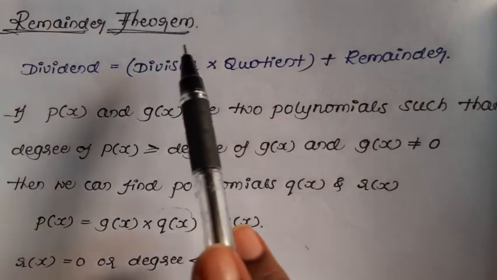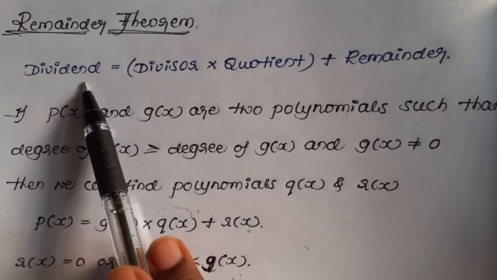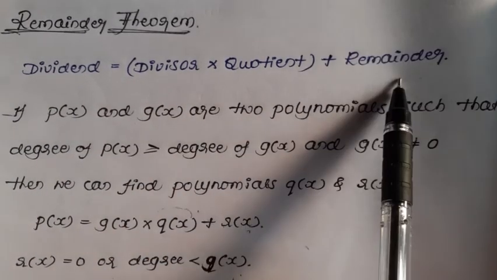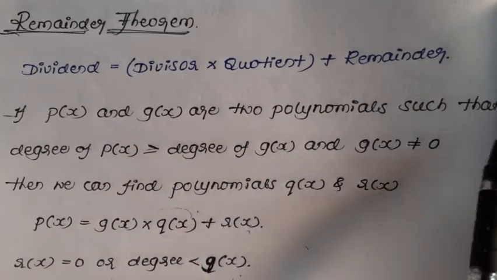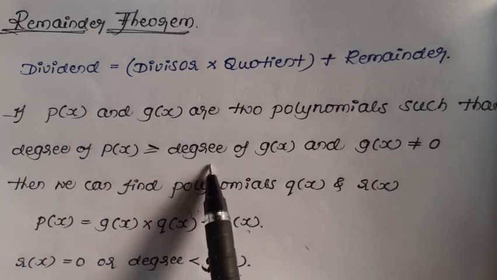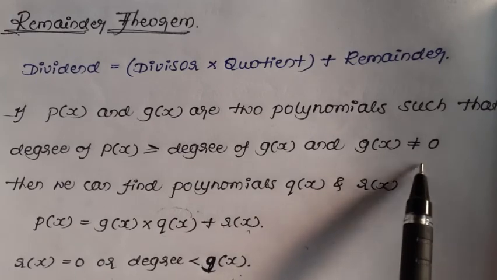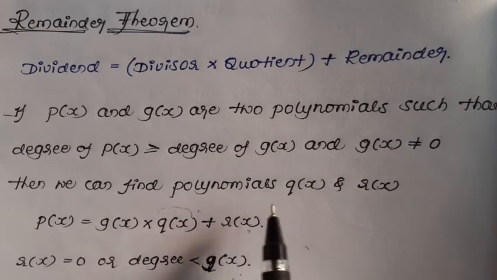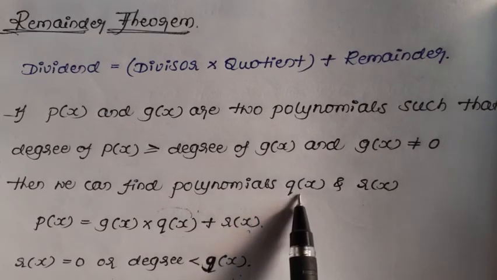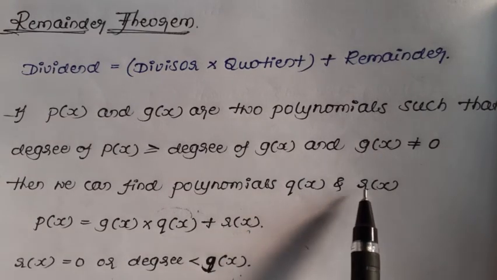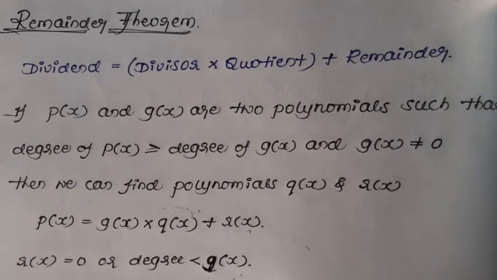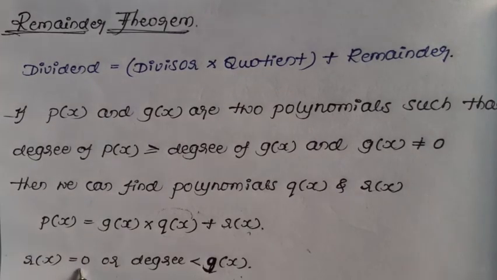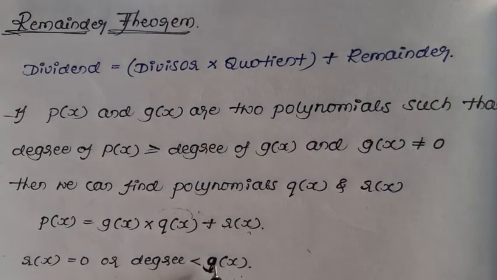Next important thing is the remainder theorem. We know that a dividend can always be expressed as divisor into quotient plus remainder. So when we take p of x and g of x as two polynomials such that the degree of p of x is greater than the degree of g of x and g of x is not equal to 0, then we can find the polynomials q of x and r of x. Q of x means the quotient polynomial and r of x means the remainder polynomial. So it can be expressed in this form. We know that the remainder will always be 0 or the degree of the remainder will be less than the divisor. It is always true.